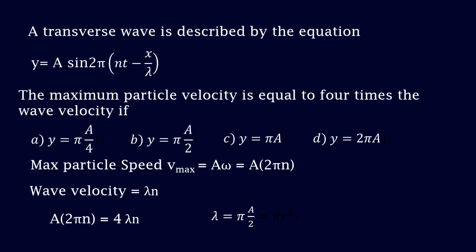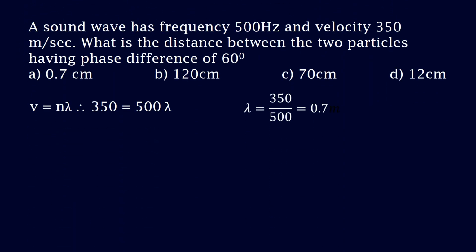Option B is correct. In this question, the sound has a frequency of 500 Hz and velocity is 350 meters per second. We are asked to find the distance between two particles. First of all, we calculate the value of lambda, because if the phase difference is 2 pi, then the path difference is lambda. Now, v equals n into lambda, therefore 350 equals 500 into lambda. On simplifying, we get lambda equal to 0.7 meters.